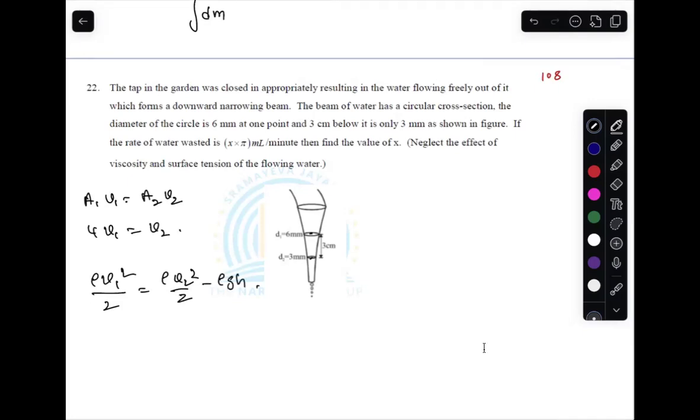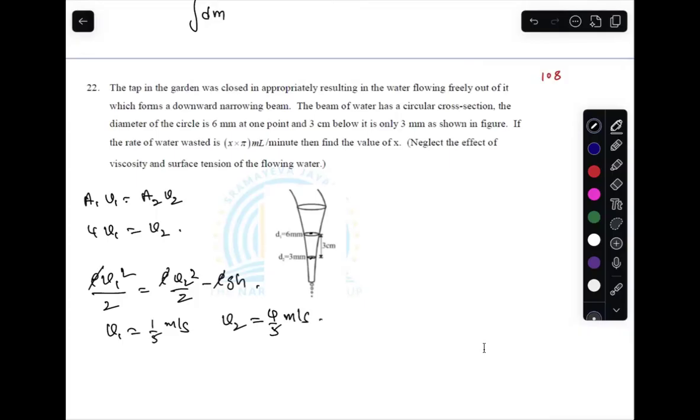That is the loss in the pressure part. Rho cancels, H they have given, just substitute. You apply V2 in place of V1, and you will get the expression for V1 and V2. You will get V1 as 1 by 5 meter per second and V2 as 4 by 5 meter per second.